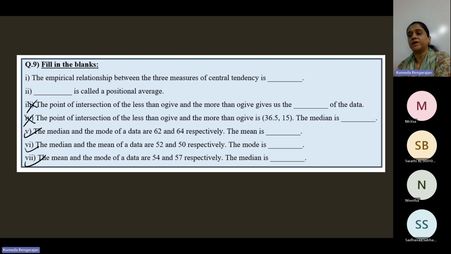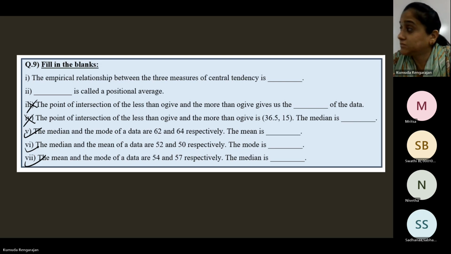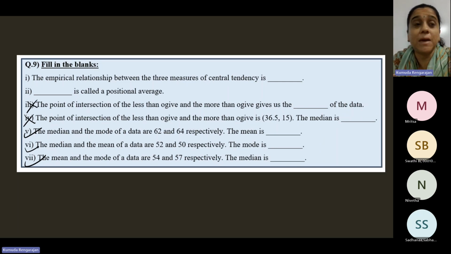Median and mode given. Find mean. Who can tell me the procedure? Online children? Mode equals 3 median minus 2 mean. Correct. Mode is equal to 3 median minus 2 mean. That's the empirical relationship. You should use that and find.